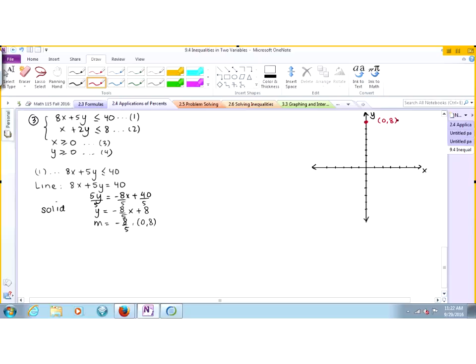And what am I supposed to do? So the slope is negative 8 over 5. So I go down 8 and go to the right 5. So this is 5, 0. And solid, right?